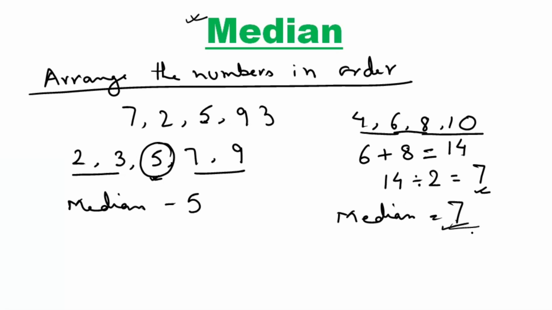How can we find out the median? What do we have to do? First, we have to arrange the numbers in order. Then we have to look for the middle number. And if it's difficult to find the middle number, what do we have to do?